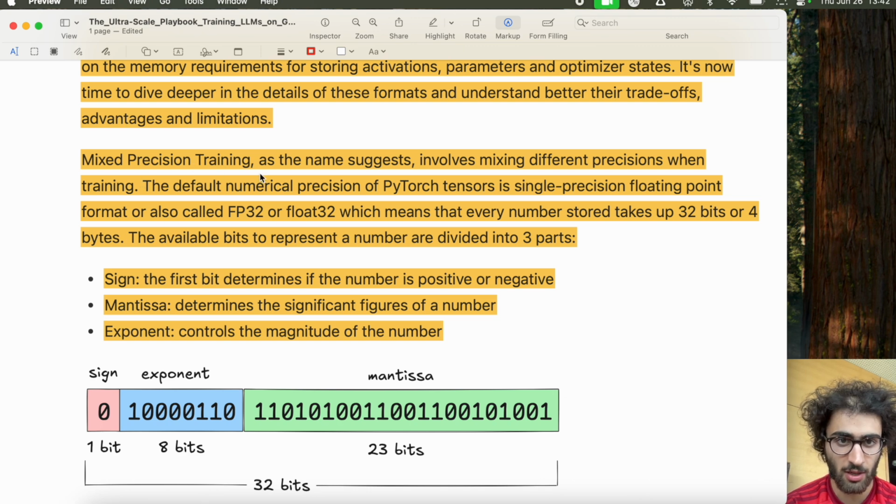MPT, or mixed precision training, as the name suggests, involves mixing different precision formats when training. The default numerical precision of PyTorch tensors is single precision floating point format, or FP32. So it's a 32-bit format, which is 4 bytes. So 4 bytes of 8 bits, 4 times 8 equals 32.